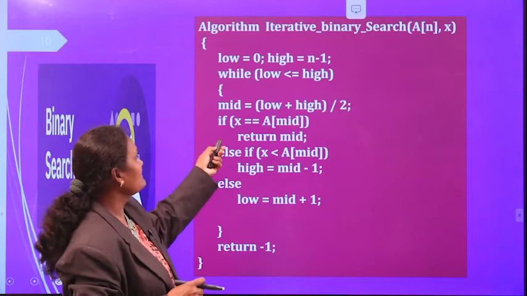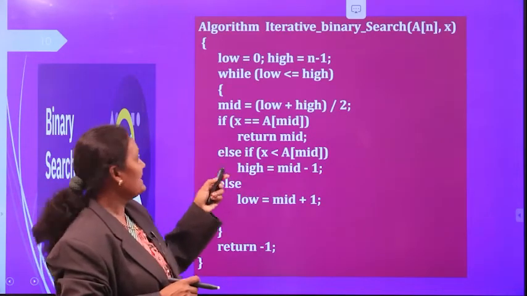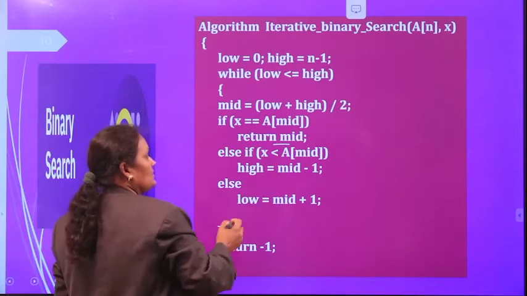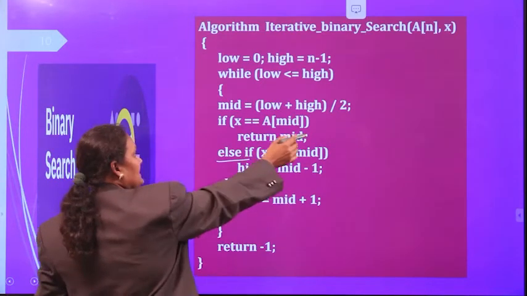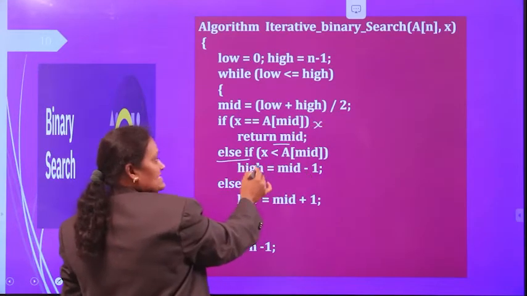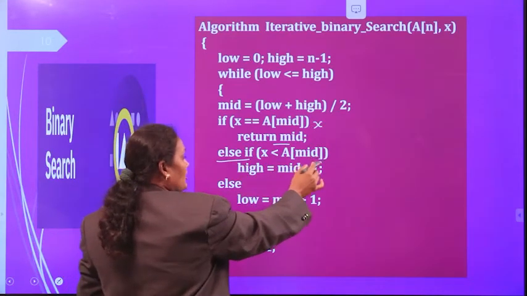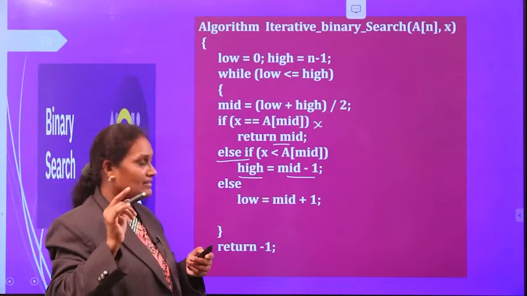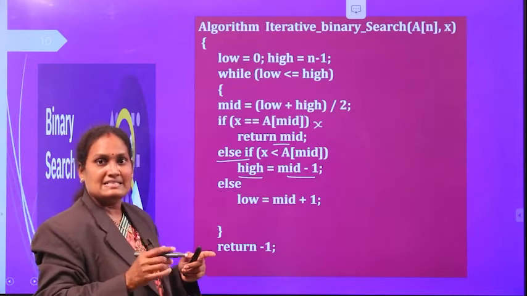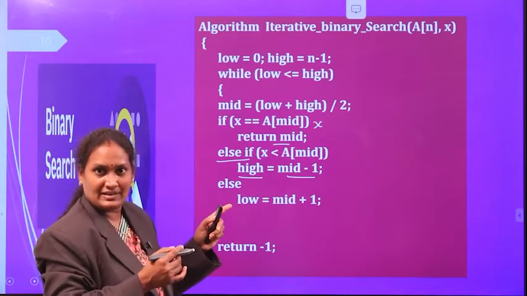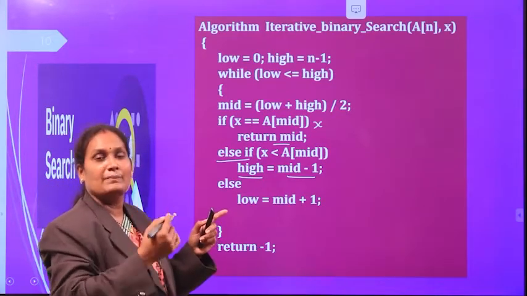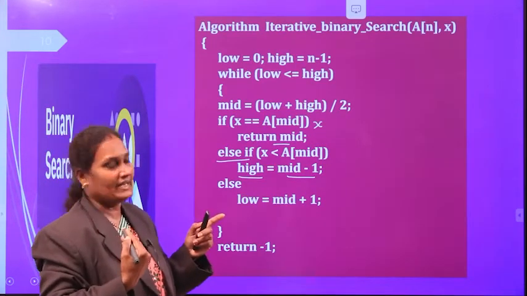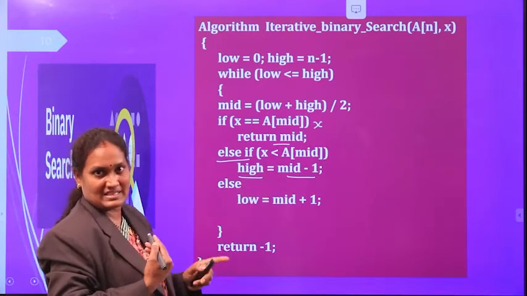First I am comparing the search element with the mid element. If the search element is equal to the mid element, we are going to return the mid value. Else if this condition is false, we are going for this: else if x is less than A of mid, in that case high becomes mid minus 1. Why does high become mid minus 1? Since the search element is a lesser value, the element may be present in the left subarray. So since we are searching the left subarray, the high value becomes mid minus 1.